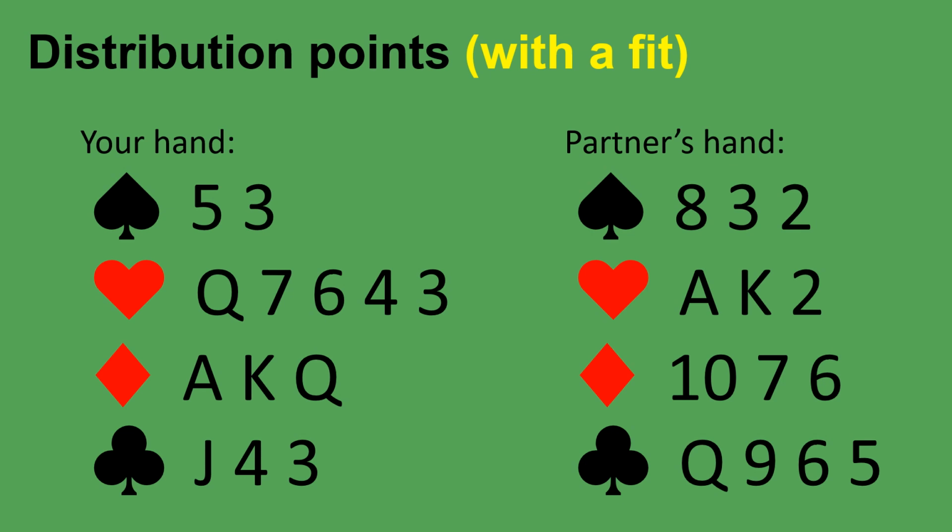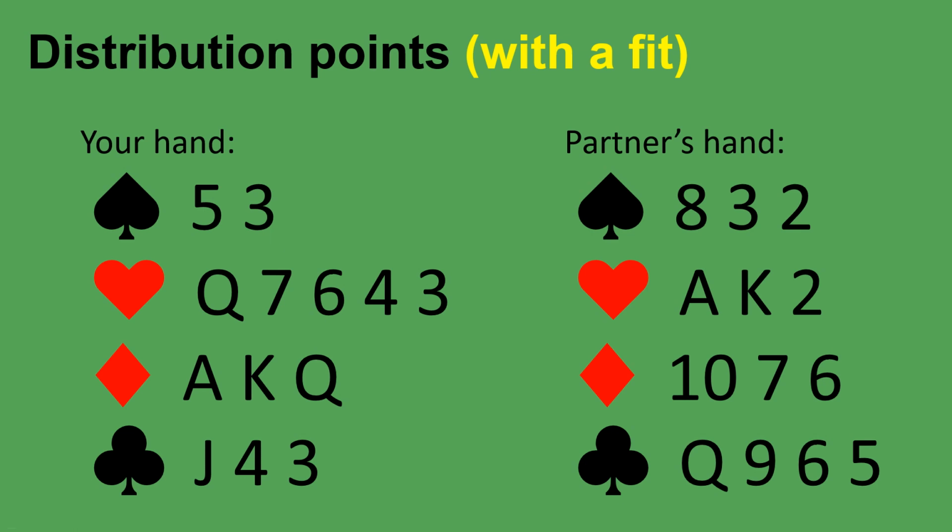Right, let's count those points together. There's 2 plus 4 is 6, plus 3 is 9, plus 2 is 11, plus 1 is 12, plus 4 is 16, plus 3 is 19, plus 2 is 21. Because we have a fit, we can add points for distribution, and the only spot we can add points is in spades. Here we have a doubleton, so that makes 22 total points.